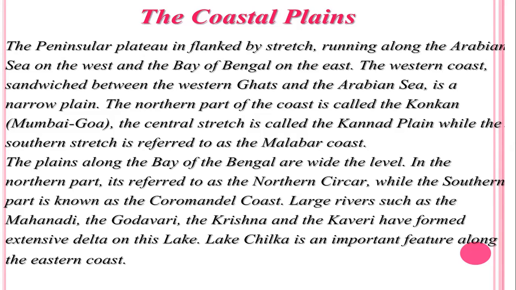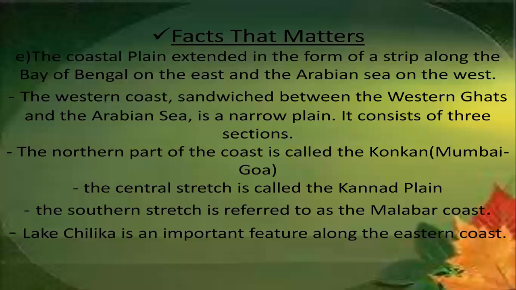The plains along the Bay of Bengal are wide and level. In the northern part, it's referred to as the Northern Circars, and the southern part is known as the Coromandel coast. Large rivers like Mahanadi, Godavari, Krishna, and Kaveri form extensive deltas on this coast. Lake Chilka is an important feature along the eastern coast.